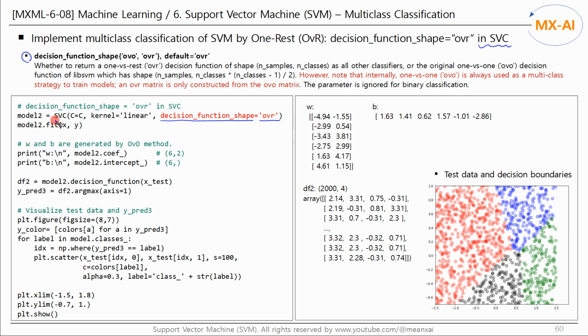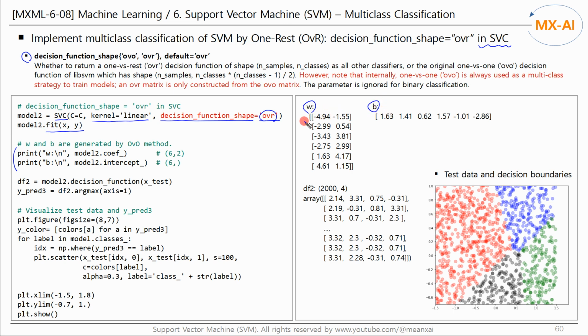Create SVC model. We set the kernel argument to linear. This argument can also be set to RBF or polynomial to create a nonlinear SVC model. And specify the decision function shape argument as OVR. Fit this model to the training data. Let's check W and B of this model. The results are as follows.